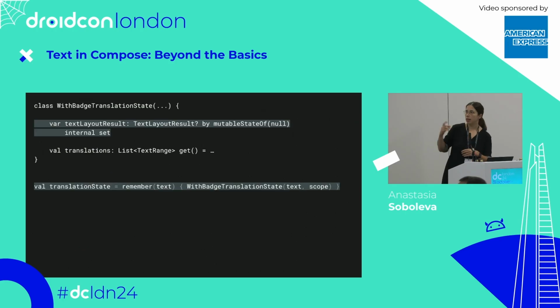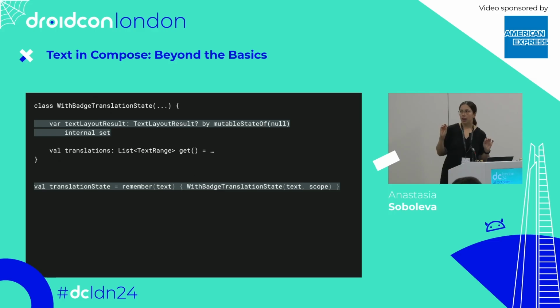And because text layout result is actually an observable state that we read inside the composition, when we update it, the composable function will be rerun. And so at this point, text layout result is not null anymore, and so we'll display our badges. This kind of 1 frame delay is quite unfortunate, but there is not much you can do about it apart from changing your UX.